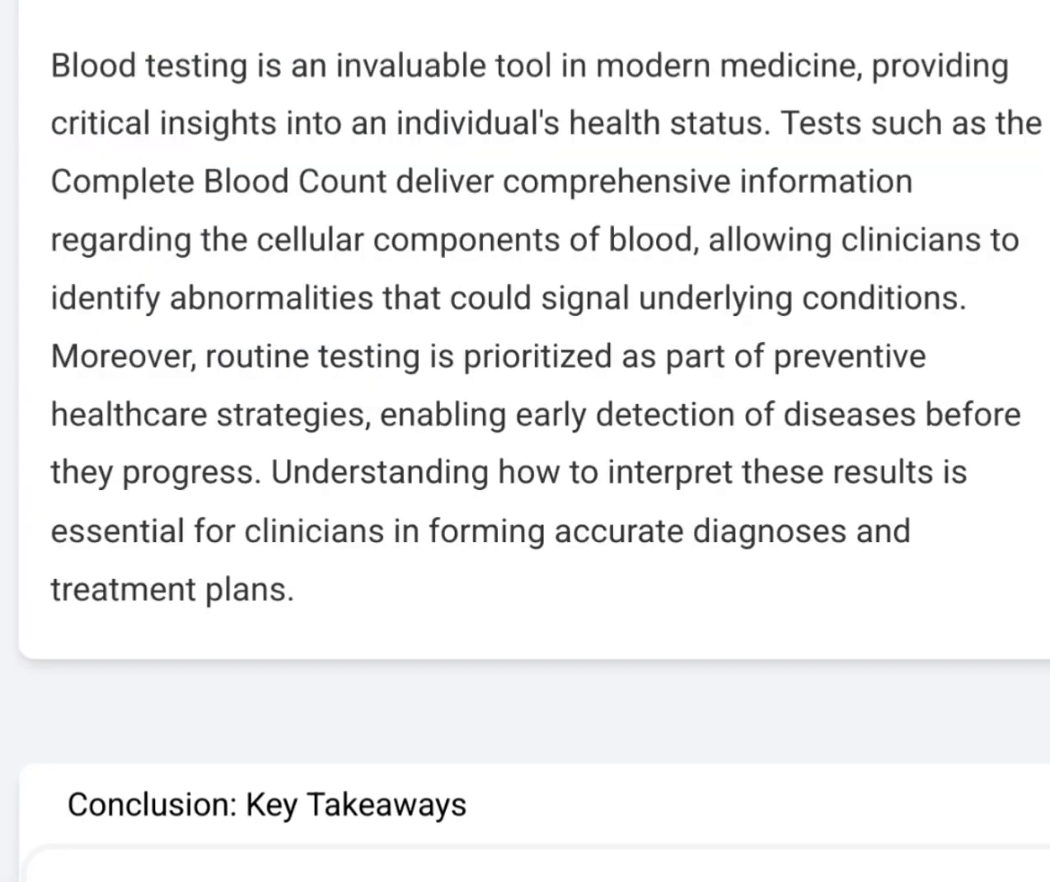Blood testing is an invaluable tool in modern medicine, providing critical insights into an individual's health status. Tests such as the complete blood count deliver comprehensive information regarding the cellular components of blood, allowing clinicians to identify abnormalities that could signal underlying conditions. Moreover, routine testing is prioritized as part of preventive healthcare strategies, enabling early detection of diseases before they progress. Understanding how to interpret these results is essential for clinicians in forming accurate diagnoses and treatment plans.